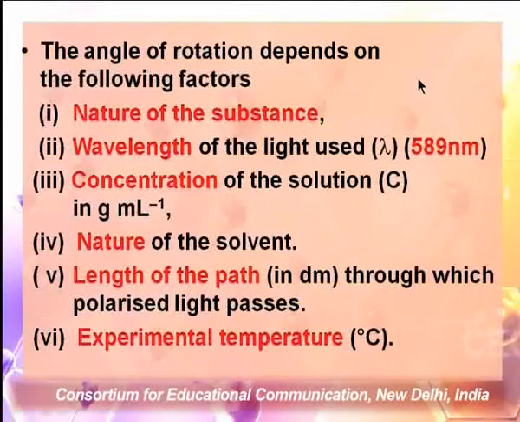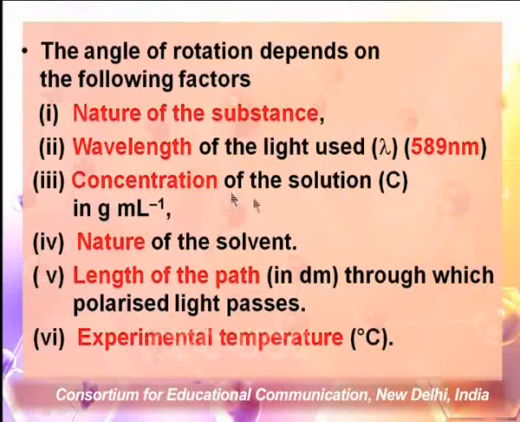So that means now, what will the angle of rotation depend on? It will depend on the following factors, which are the nature of the substance, whether the substance is dextrorotatory or levorotatory. If it is dextrorotatory, the light will be rotated in the right hand direction. Then it will depend on the wavelength of the light used, and here we are using a sodium source, so the wavelength here would be 589 nanometers.